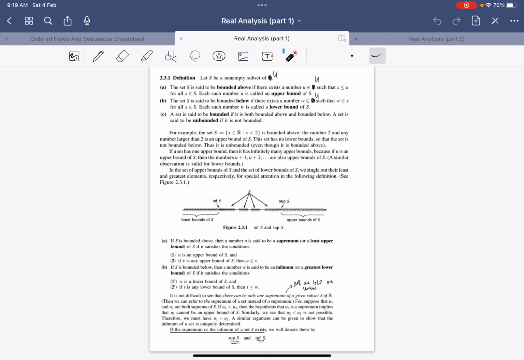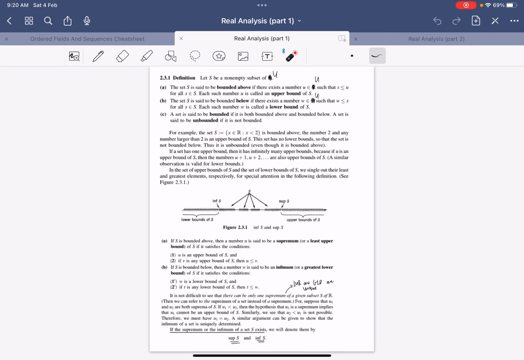And so, we see that the set x less than 2 is bounded above and the number 2, or any number greater, is an upper bound. So as long as you have one upper bound, anything greater than that, you can just keep adding ones. So upper bounds are not unique in this sense. If it has one upper bound, it has infinitely many upper bounds.